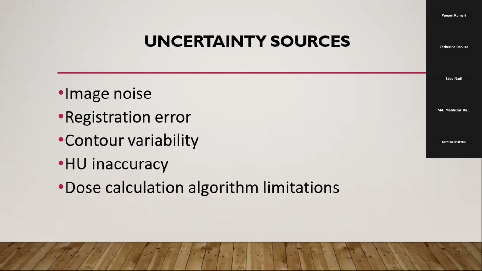What are the sources of uncertainty observed in adaptive radiotherapy? Basically, it is image noise, registration errors, contour variability, HU inaccuracy, and dose calculation algorithm limitation.